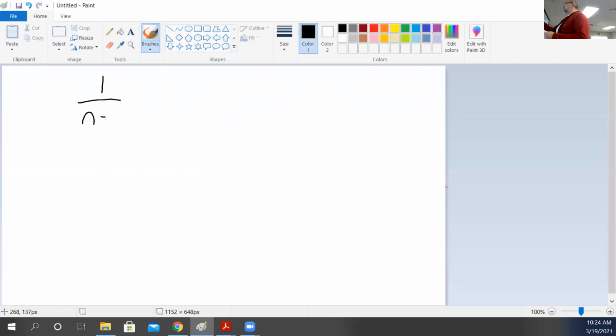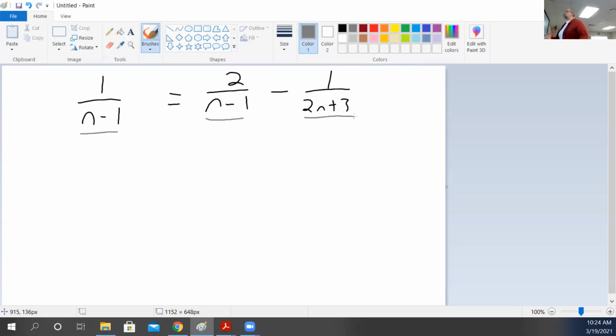All right, we got 1 over n minus 1 equals 2 over n minus 1 minus 1 over 2 times n plus 3. Oh, we got little differences here. Don't need parentheses there. All right, so we got 2 different pieces, right? We can't do a GCF for any of the pieces because we can't factor anything out of there. So easiest answer, multiply both of them together, and that's what we're going to use. So n minus 1, 2n plus 3.